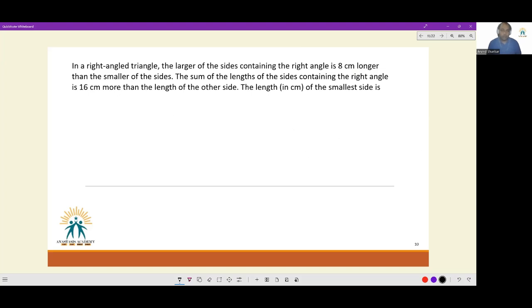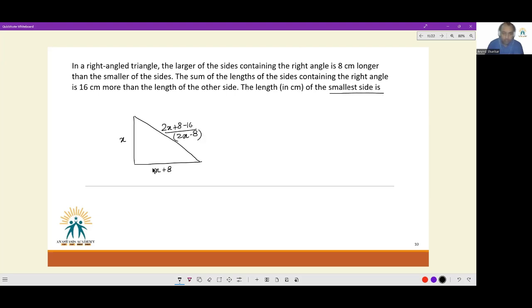Okay. Next question. In a right angle triangle, the larger of the sides containing the right angle is 8 centimeters longer than the smaller of the sides. So if this is x, this is x plus 8. The sum of lengths of the sides containing the right angle, this is 2x plus 8, is 16 more than the length of the other side. This is 2x plus 8 minus 16, or this is 2x minus 8. Now, the length in centimeter of the smallest side is.